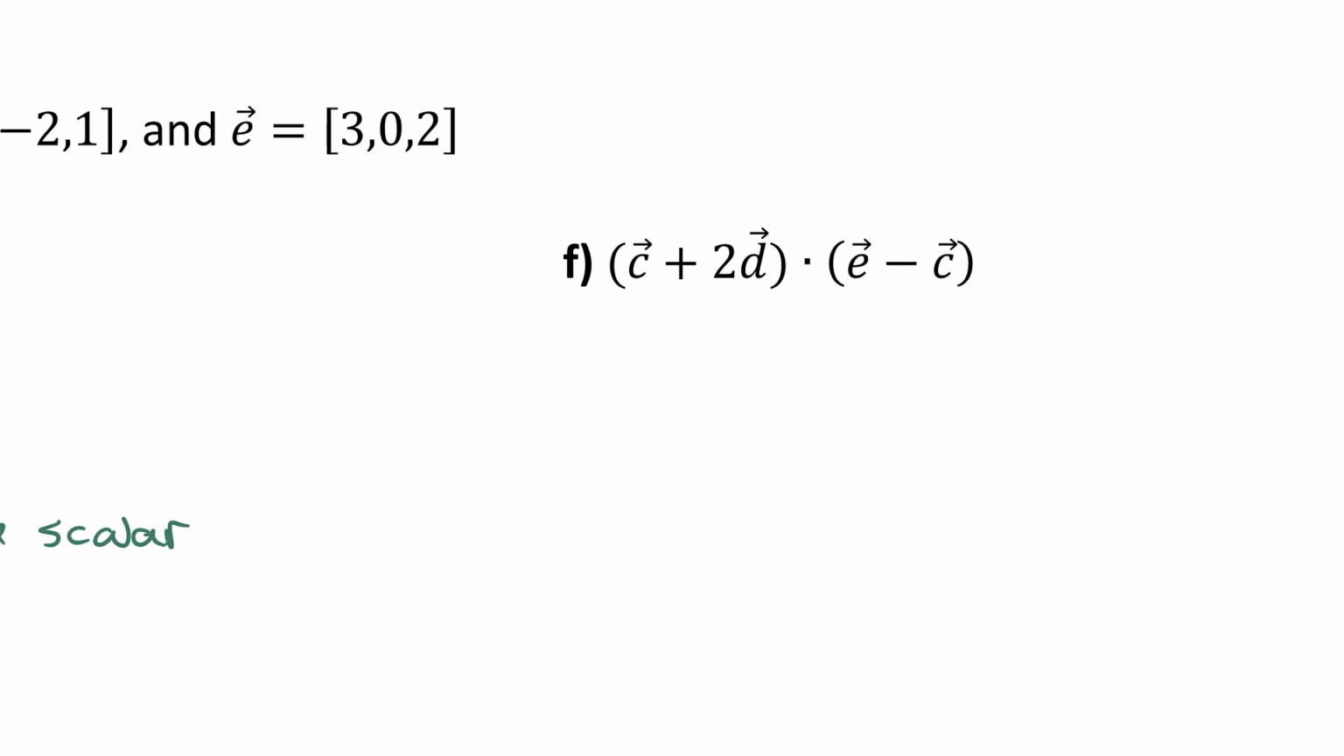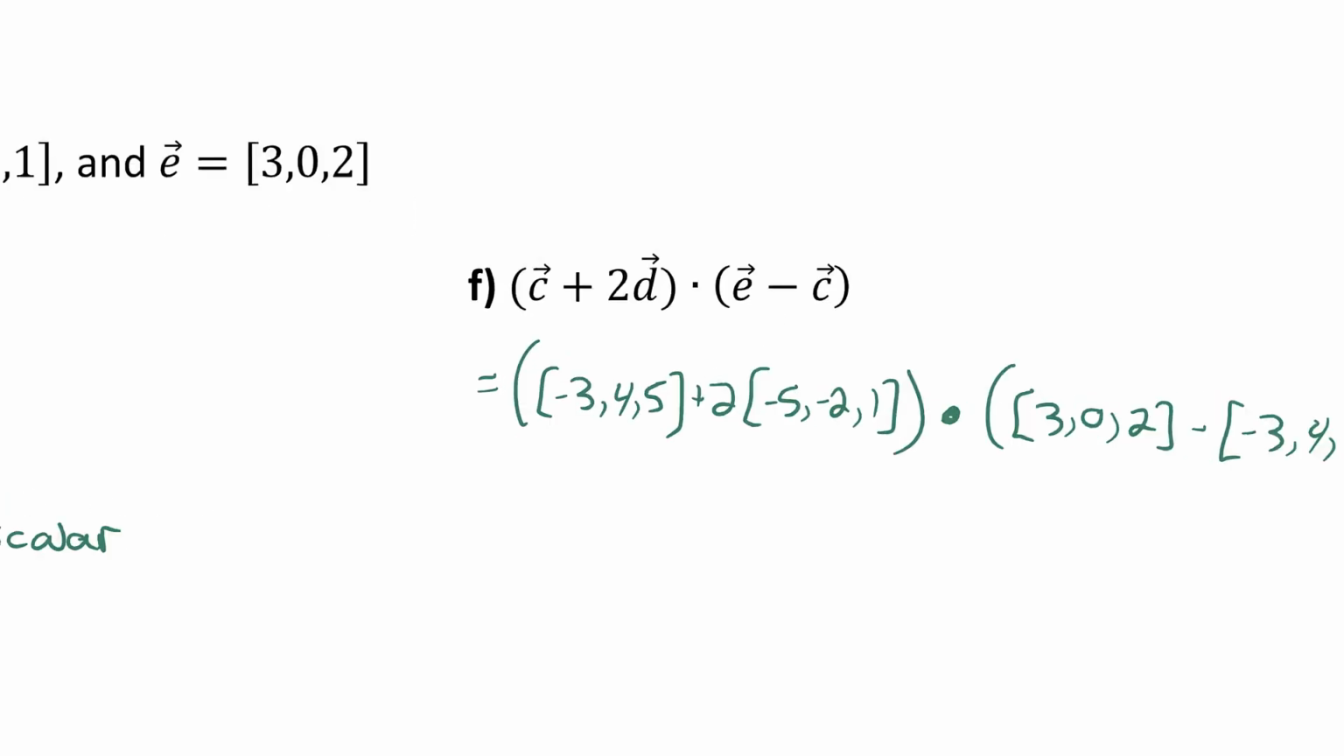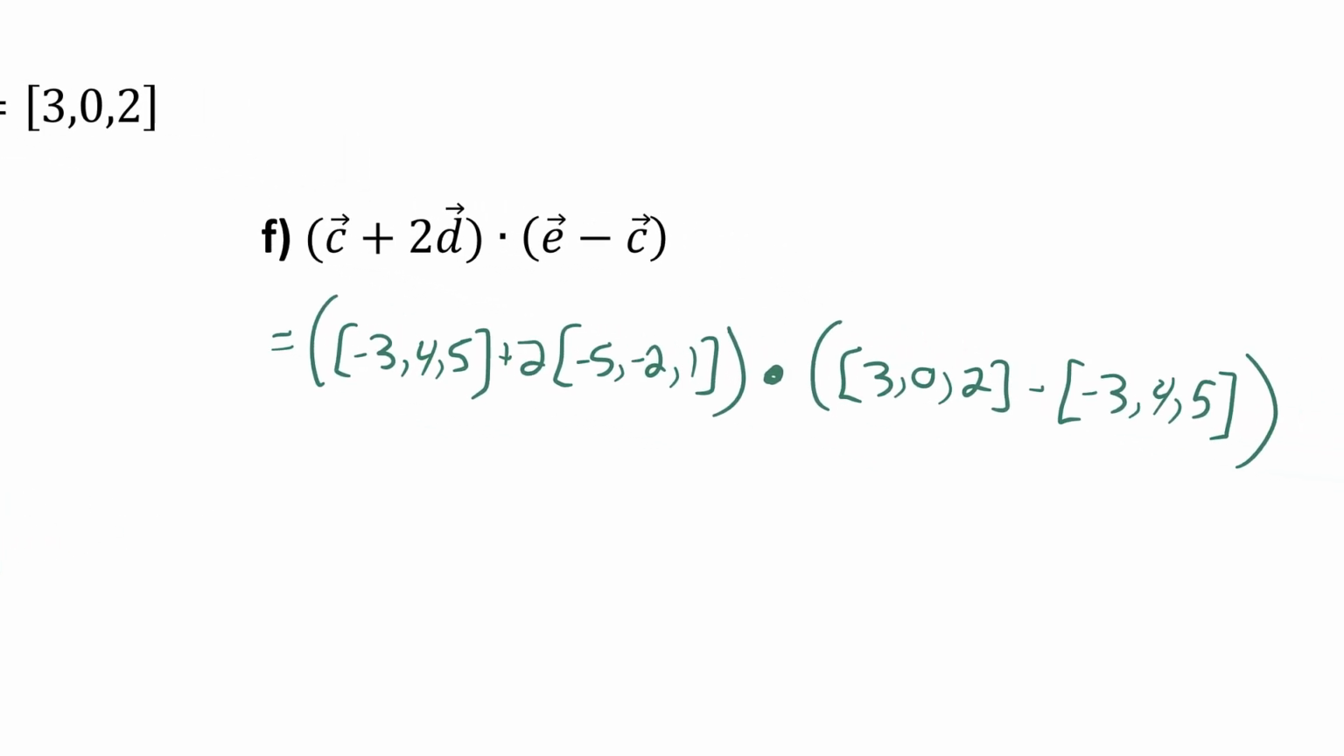F. Let me just replace all of those vectors with what they're equal to. All right, now I have to follow the correct order of operations here, so I'll evaluate inside of the brackets first. My x component of that vector is going to be -3 plus 2 times -5. So -3 plus -10, that's -13. The y component I'm going to get by doing 4 plus 2 times -2. So 4 plus -4, that's 0. And the z component, I'll do 5 plus 2 times 1. So 5 plus 2 is 7.